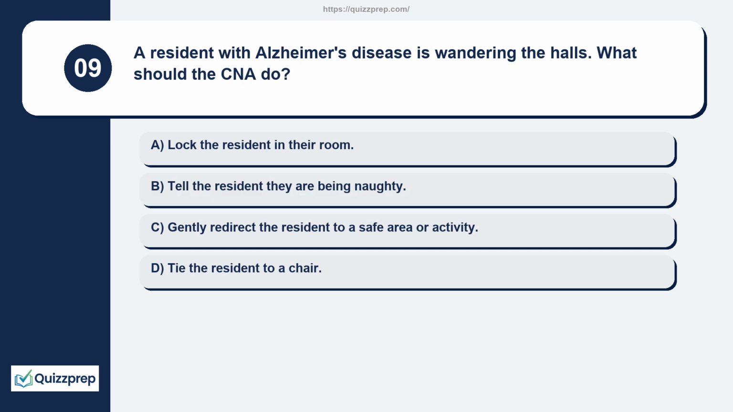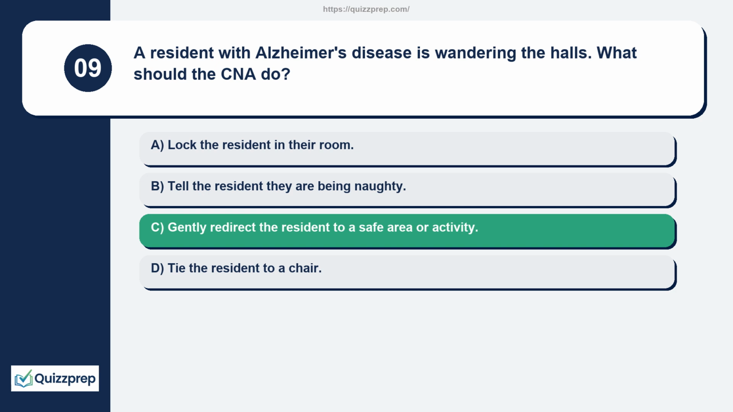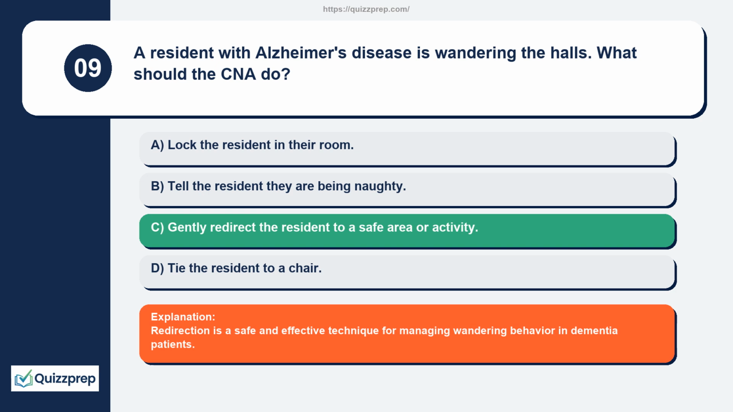Question 9. A resident with Alzheimer's disease is wandering the halls. What should the CNA do? Lock the resident in their room. Tell the resident they are being naughty. Gently redirect the resident to a safe area or activity. Tie the resident to a chair. Redirection is a safe and effective technique for managing wandering behavior in dementia patients.